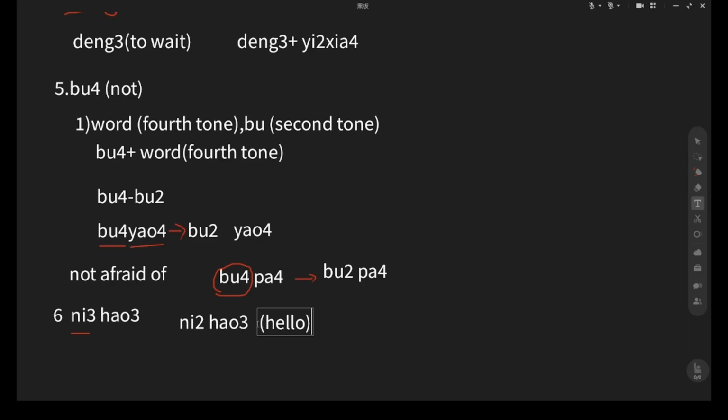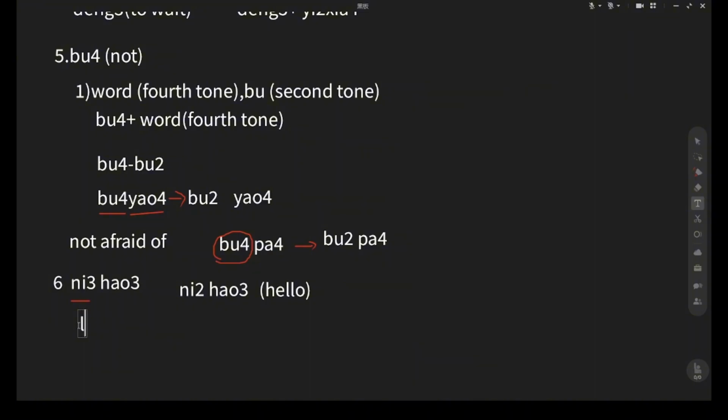Okay? Yeah. Two words, both are the third tone. We put the first word into the second tone. 你好. So, one more example.